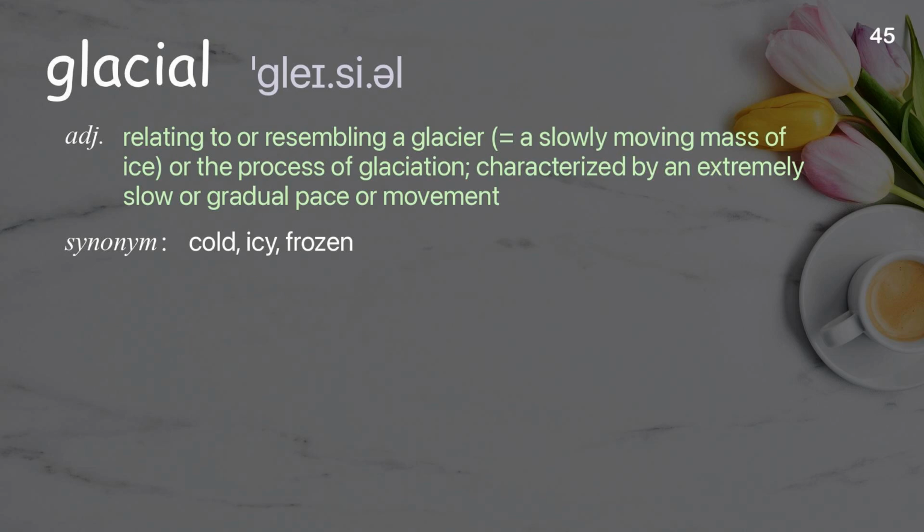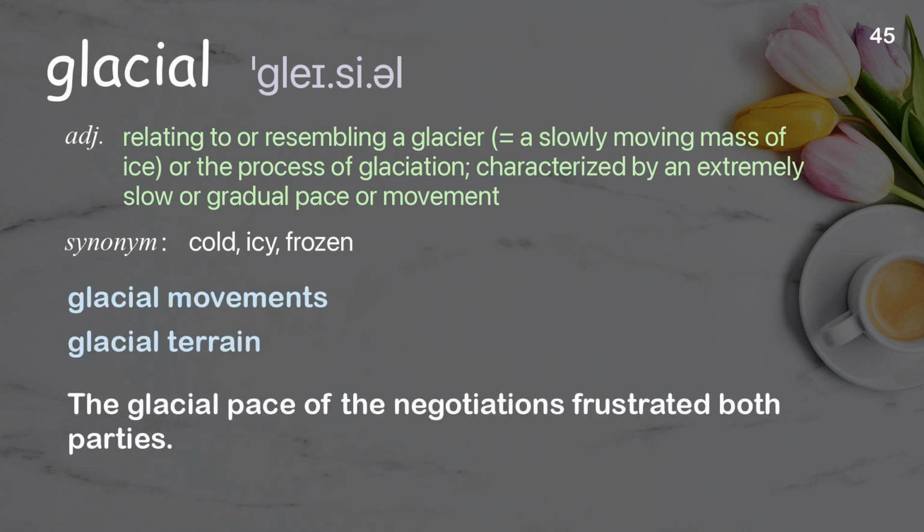Glacial. Relating to or resembling a glacier, a slowly moving mass of ice, or the process of glaciation, characterized by an extremely slow or gradual pace or movement. Examples: Glacial movements. Glacial terrain. The glacial pace of the negotiations frustrated both parties.